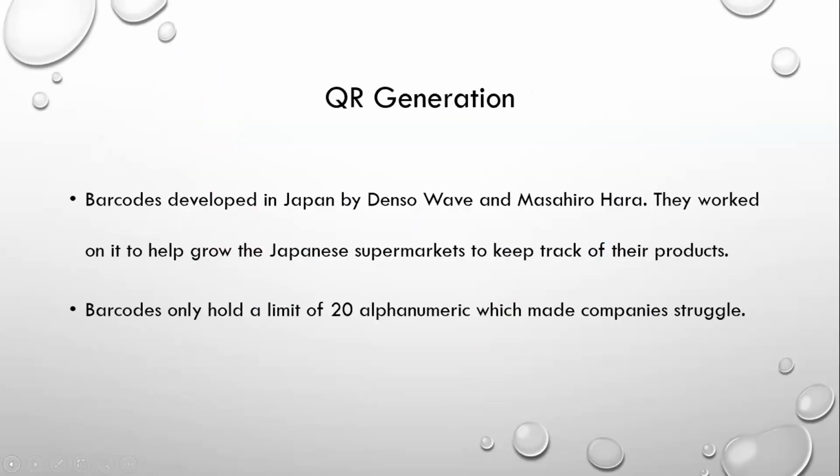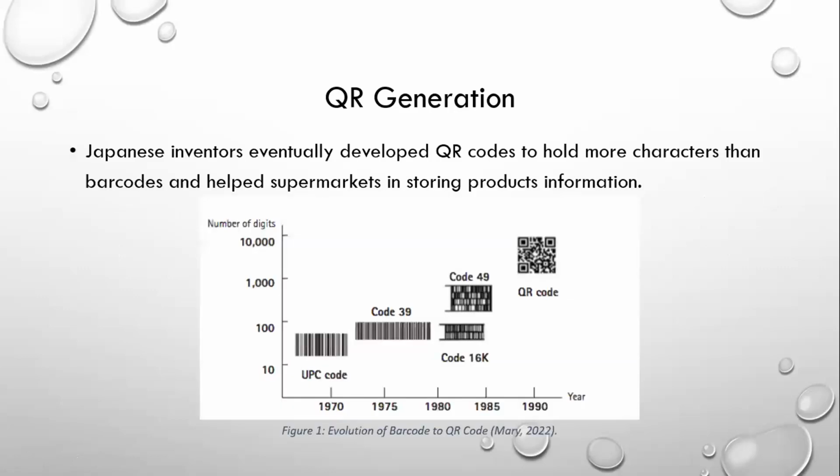In the literature review, the first part, I will talk about QR generation. At the beginning, there was no QR code. There was a barcode developed in Japan by Denso Wave and Masahiro Hara. They worked on it to help the Japanese supermarkets keep track of their products. But the problem was that barcodes only hold a limit of 20 alphanumeric characters, which made companies struggle.